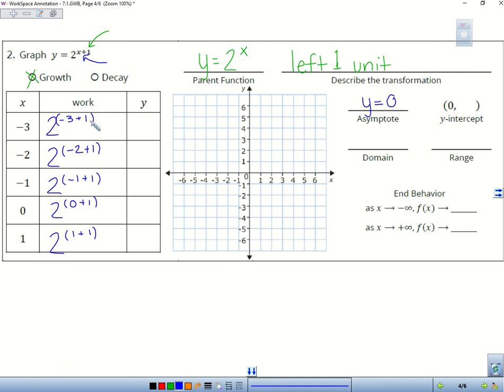So negative 3 plus 1 is negative 2. 2 to the negative 2 is 1 over 4, which is 0.25. Negative 2 plus 1 is negative 1. 2 to the negative 1 power is 1/2, which is 0.5. This is going to come out 2 to the 0 power, which is 1. 2 to the first power, which is 2. And 2 to the second power, which is 4. Alright? We're going to graph these.